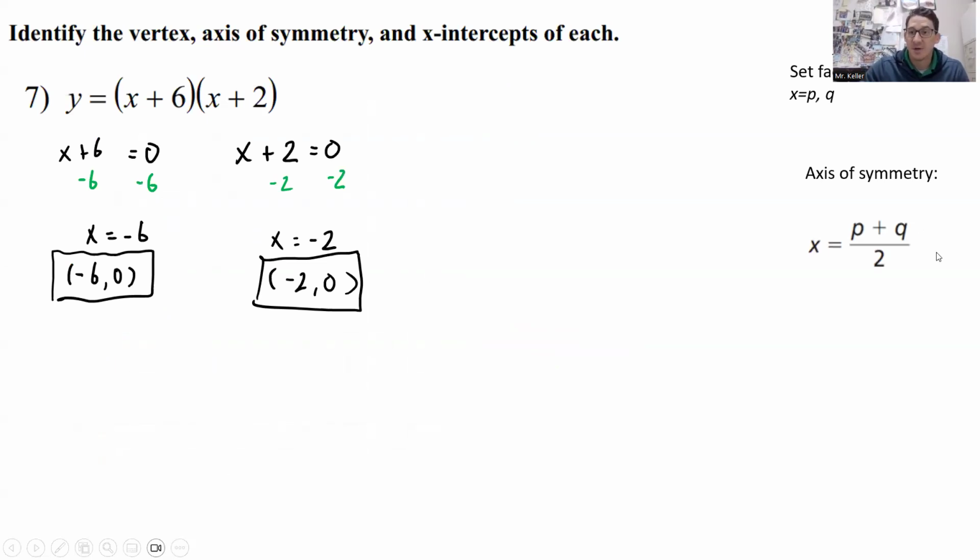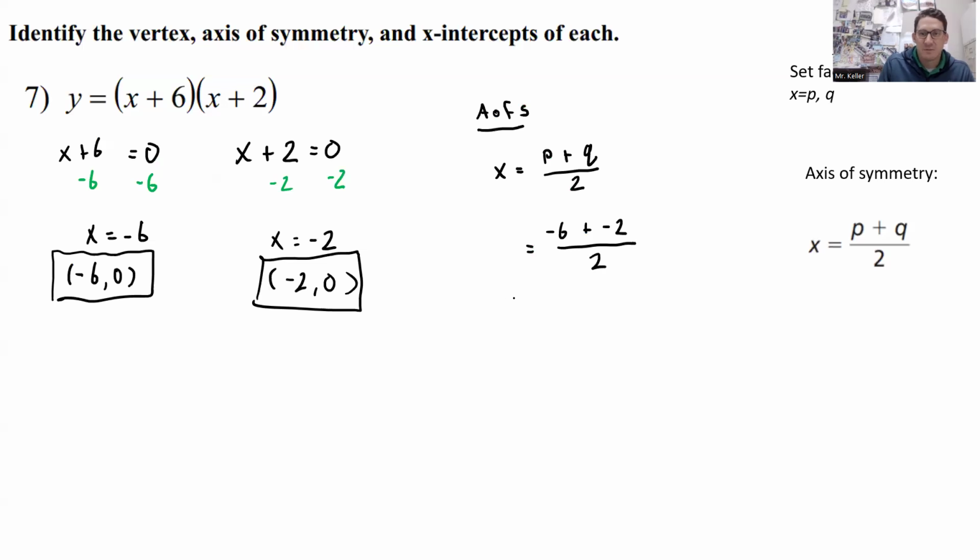So for the axis of symmetry, we have this handy formula where x is equal to p plus q divided by 2. And these are p and q. So -6 plus -2. It doesn't matter which one you call which. Follow your heart. -6 plus -2 is -8, divided by 2 is -4. So x equals -4 is the axis of symmetry.